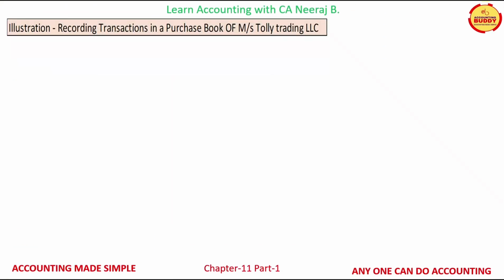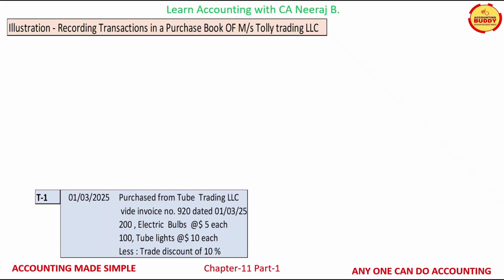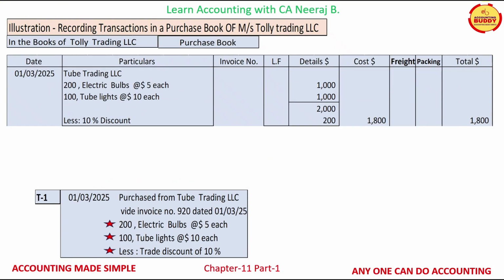Let us take another illustration of recording transactions in a purchase book of Messrs Tolly Trading LLC. Transaction T1 is on your screens. Tolly Trading LLC bought 200 electric bulbs at $5 each and also bought 100 tube lights at $10 each from Tube Trading LLC on 1st of March 25, at a trade discount of 10%.